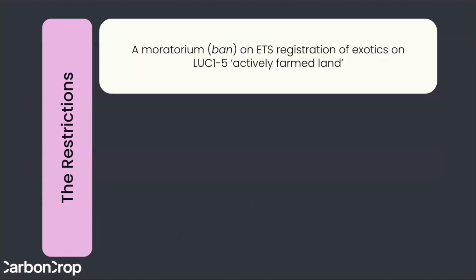Okay, so starting with the restrictions. These are relatively simple, and the devil is really in the exemptions. This is copied directly from the wording on the website, in the announcements. So there is, or rather there will be, a moratorium, which is to say a ban, on registration of exotics on LUC 1 to 5 "actively farmed" land. The quotes there are mine. It was just actively farmed land.